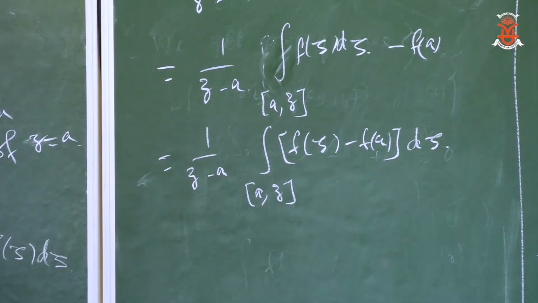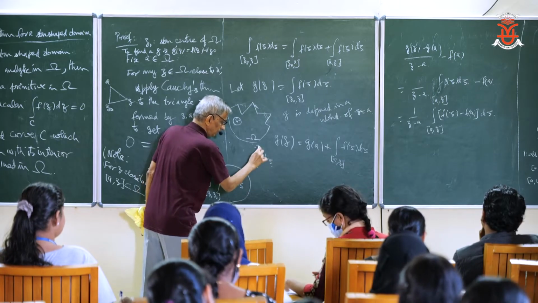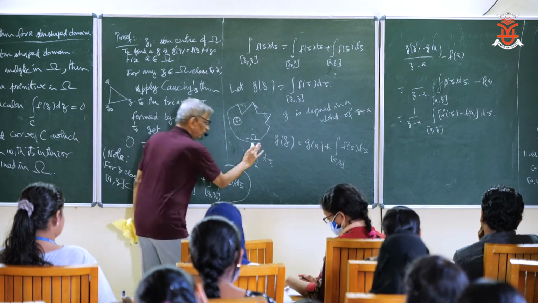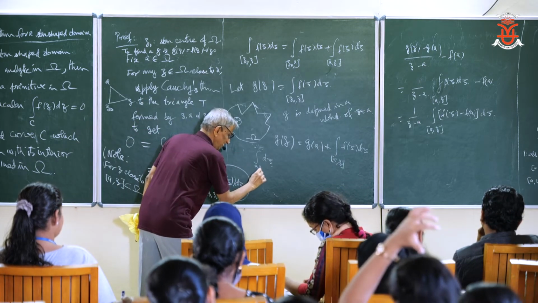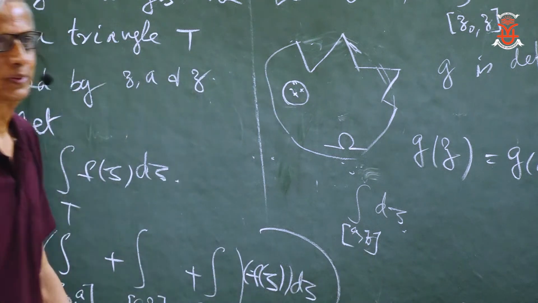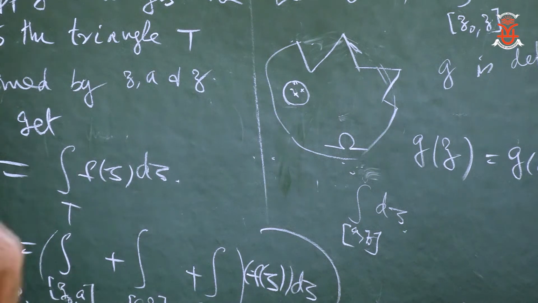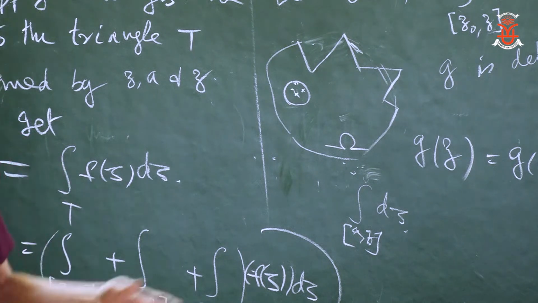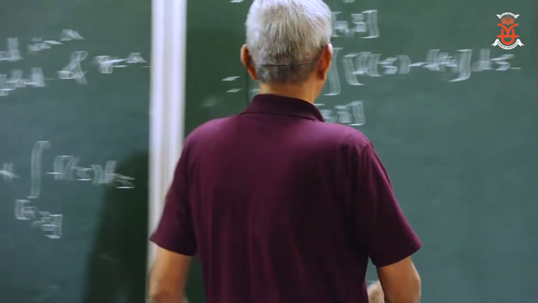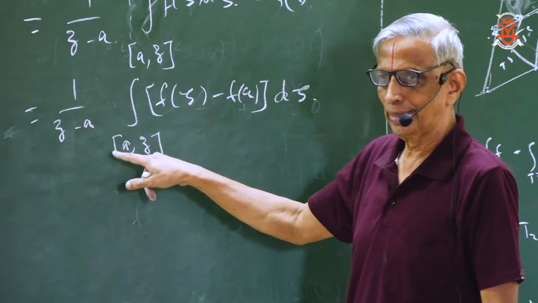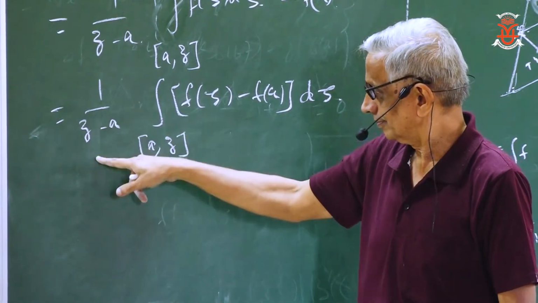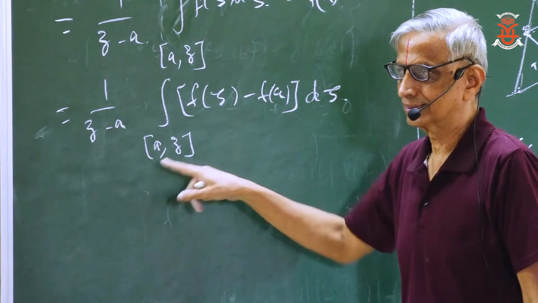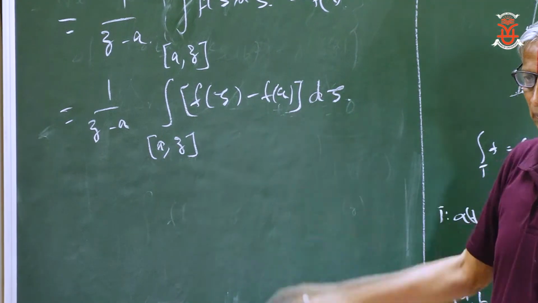If you are integrating a constant on a line segment, what are you going to get? I mean, not a to z, but the line segment a to z. The final point minus the initial point, right? That means z minus a, which just cancels off with this. Okay? Just gives you f(a) there.